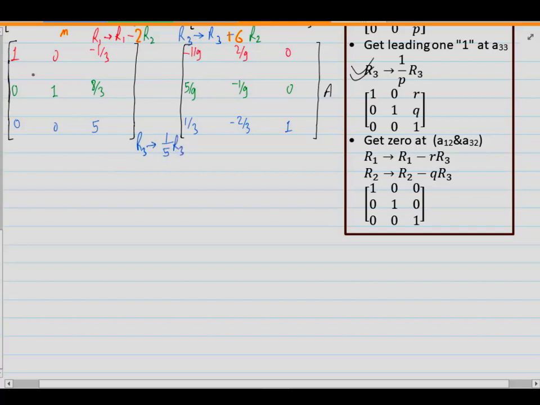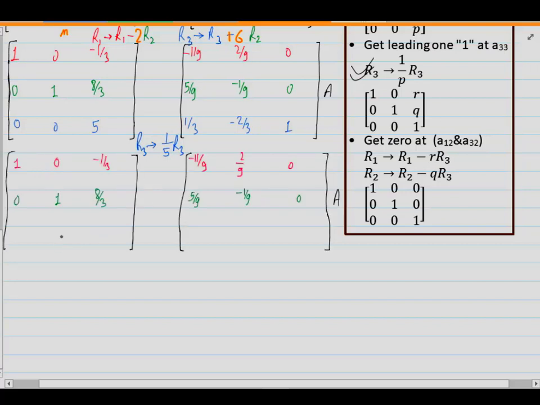In this process our first and second row will be as it is. So here they are as it is, and the third row will be after taking 5 common 0 0 1. Here we'll get 1 by 15, minus 2 by 15 and 1 by 15. Okay, now we reach the last step, and as well as we get the value of R and Q.